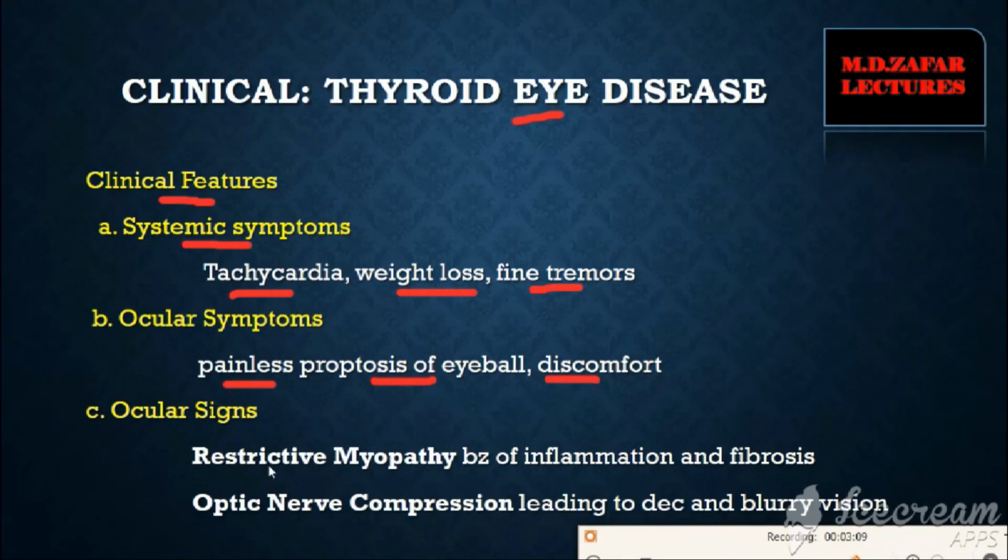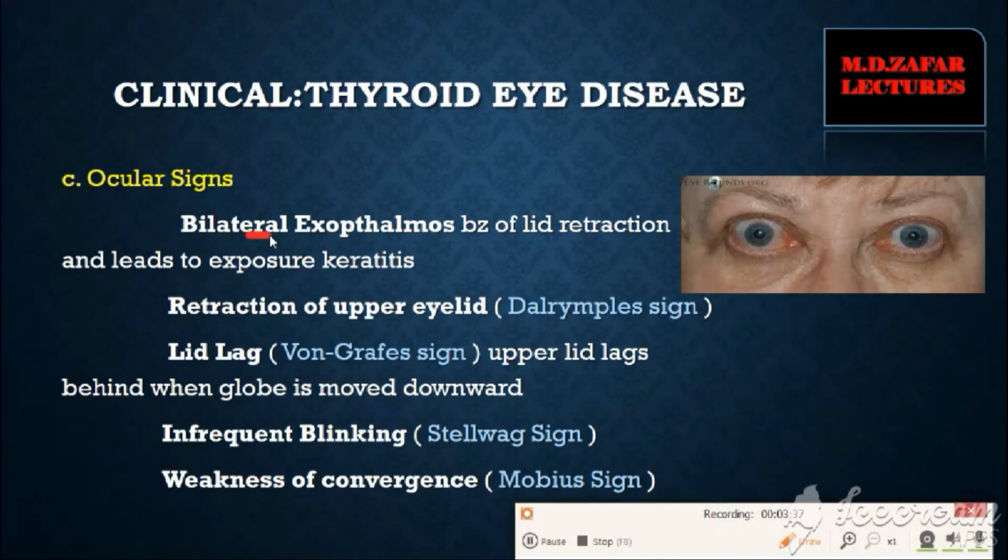Now, the ocular signs include restrictive myopathy, which we already discussed in the pathophysiology, that the muscles get inflamed and fibrosed and their movement gets limited. Then the optic nerve gets compressed, leading to decreased and blurry vision. Now, further we have bilateral exophthalmos because of lid retraction, and it leads to exposure keratitis, which is a very gross complication of thyroid eye disease.